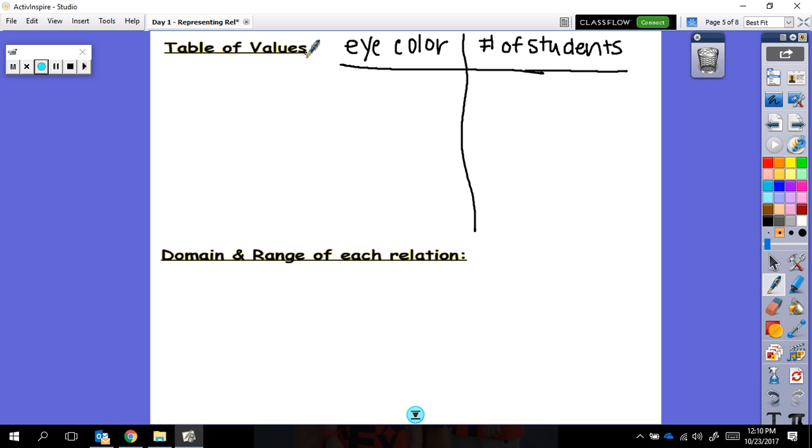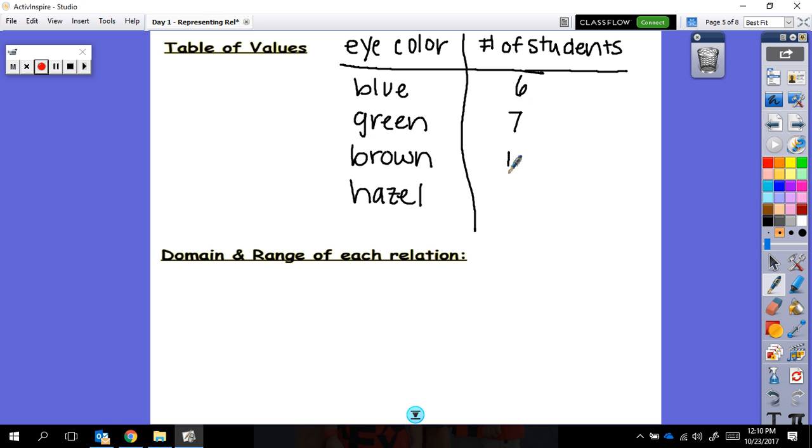Okay, so eye color: blue, green, brown, hazel. We're just going to go with those. All right, so blue, let's say there's 6 of you with blue eyes, and 7 with green, and 10 with brown, and 5 with hazel colored eyes, okay?